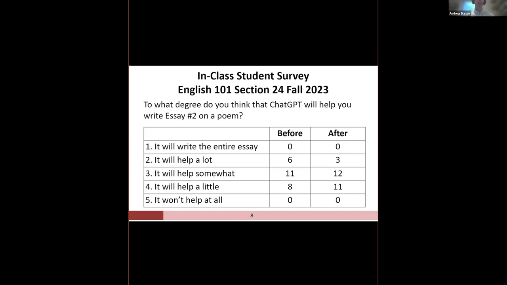ChatGPT. And what I'm very happy about with both sets of results is that nobody thought it would be useless, and nobody thought that it could just write the whole essay for them, because I think both of those are true. And what I also like is that the group became somewhat more pessimistic after the class was over. So I'd like to believe that this class helped them see some of the limitations of ChatGPT they might not have seen before.